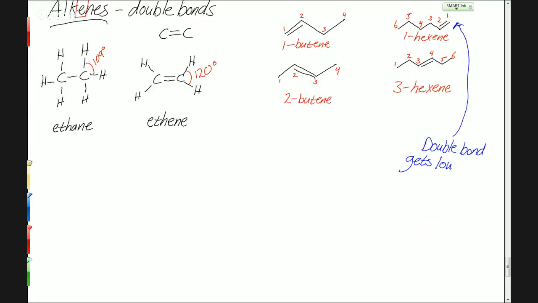Double bond gets lowest possible number. All right. Okay, the other thing that comes up sometimes with these double bonds is that the double bonds have to be a part of the main chain if possible.